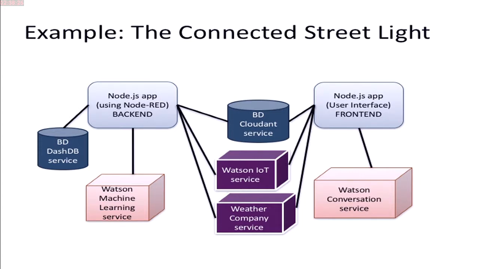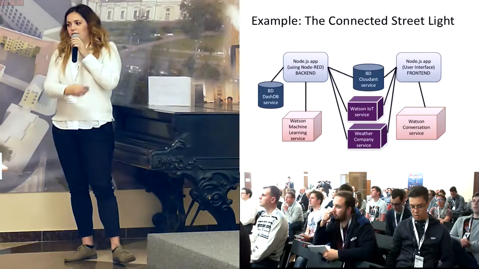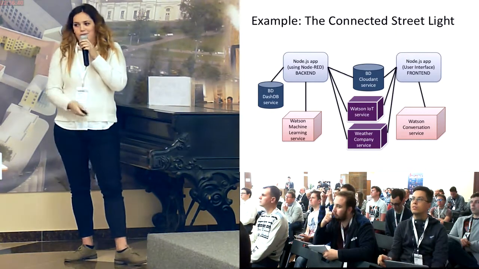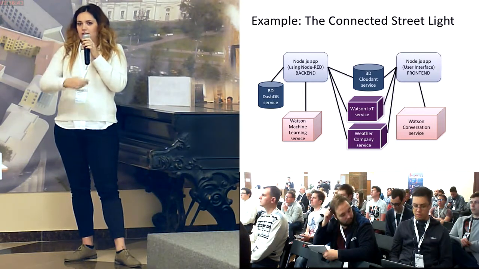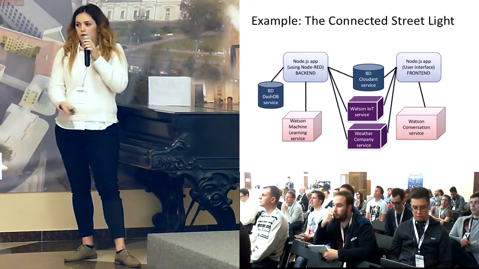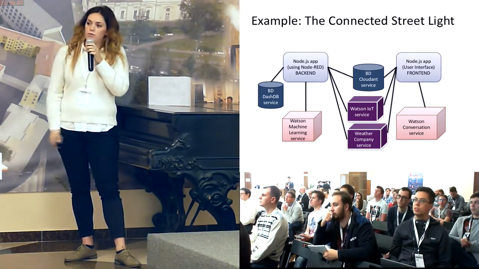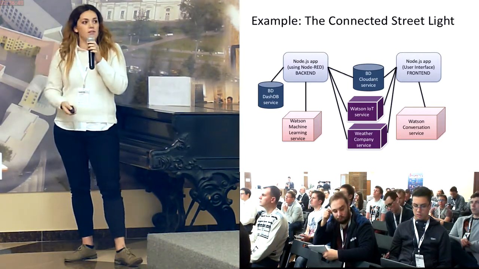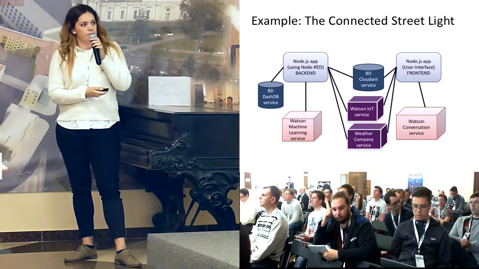Well, this is just the architecture. So backend, front-end, shared database on the cloud, Watson IoT on the cloud, weather APIs, and also we added some features like a chatbot on the connected street light. This is just an example of features you can easily connect because it's on the cloud and because you have easy access to all these APIs, and you can integrate them really easily.